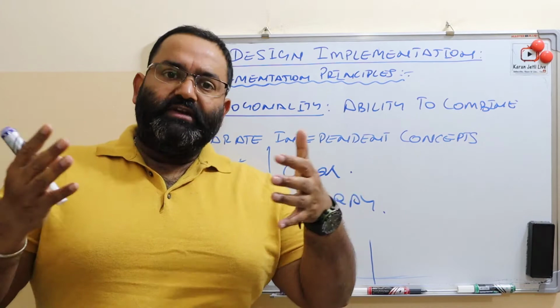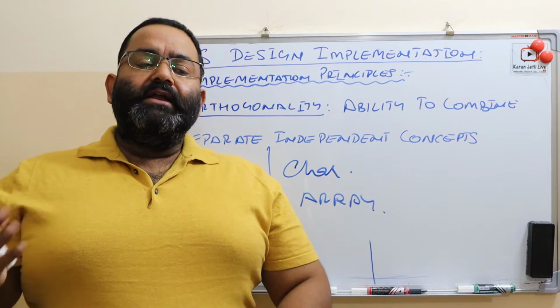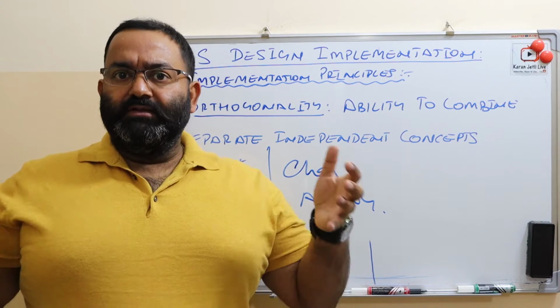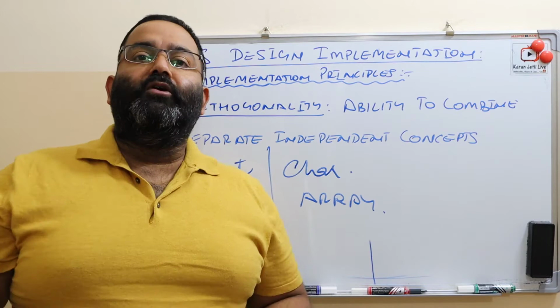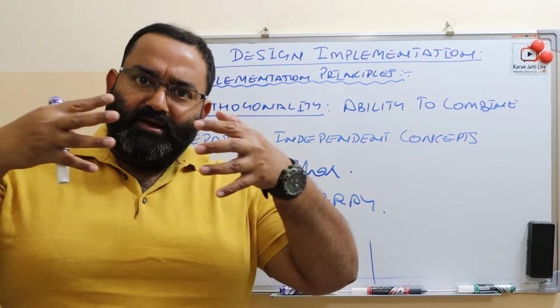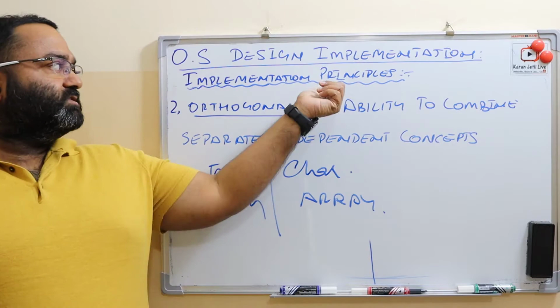Similarly, if we take the example of a process, a process is a single entity, and in a process we can have multiple threads. When a process is running, we do not care what all threads it has. Or when a single thread is running, we do not care which process it belongs to. Both can run independently, and both can be combined together, and together also they can run. We call this orthogonality.